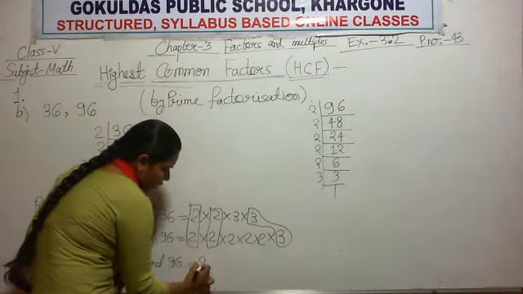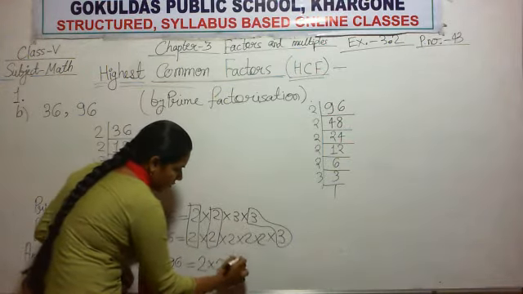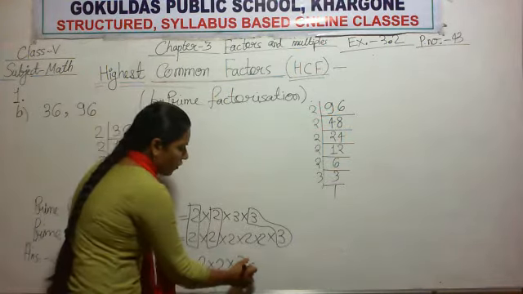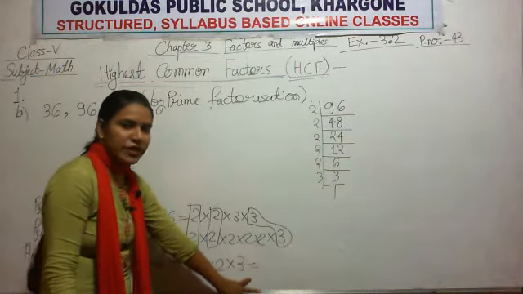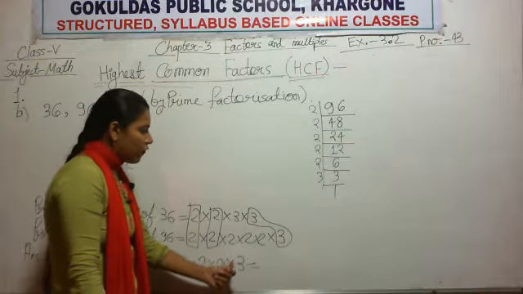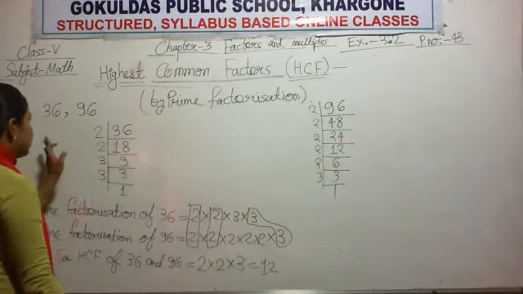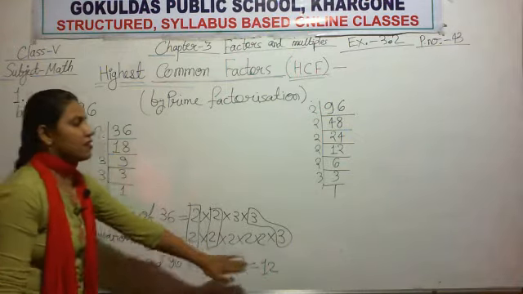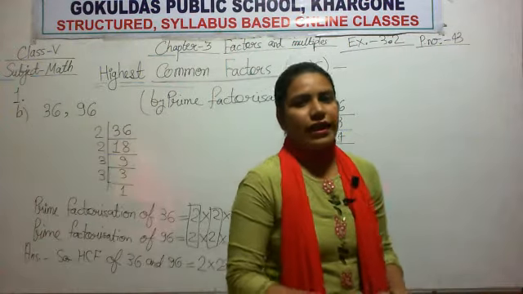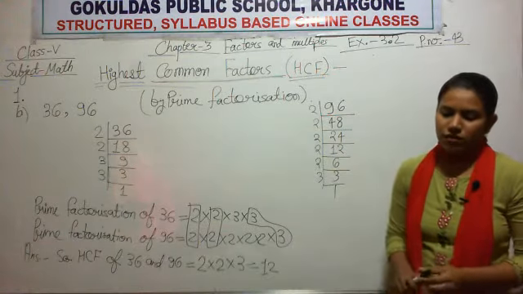One common factor is 2, then another is 2, then another is 3. Now multiply all these 3 prime numbers and get your final result. 2 multiplied by 2 gives you 4, 4 multiplied by 3 gives you 12. So HCF of 36 and 96 is 12.